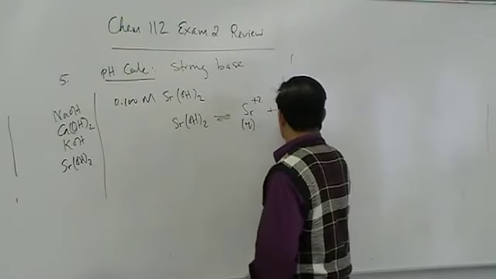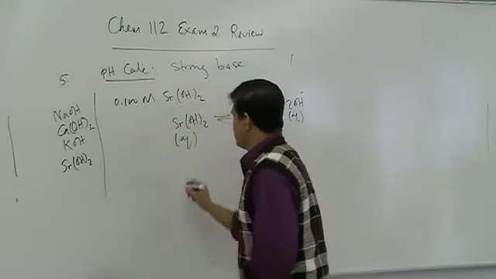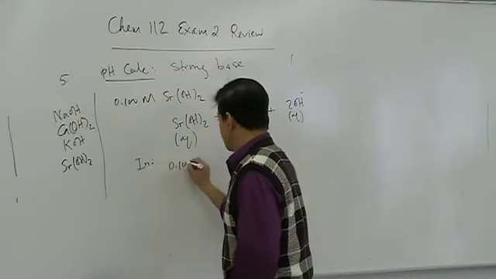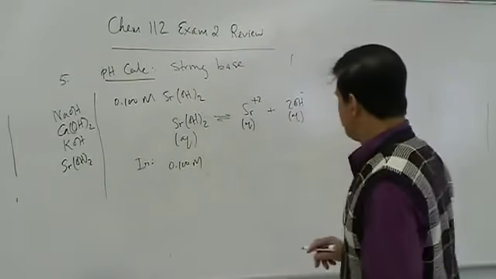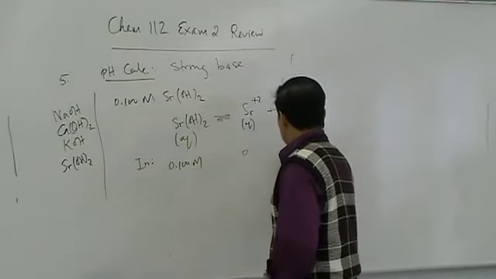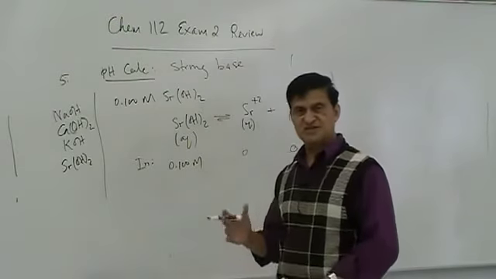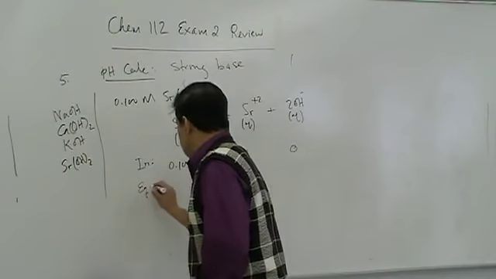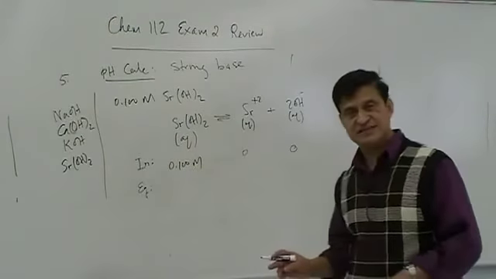aq, aq, aq. Now, initially it's going to be 0.100. That's given in the question. And when we added, there was nothing. There was no Sr2+ or OH minus. It didn't get a chance to break down. At equilibrium, that means you wait long enough so that it broke down and finally remained steady.